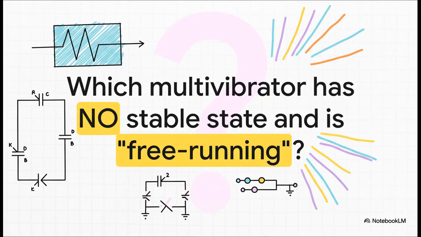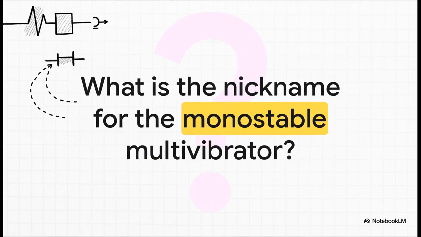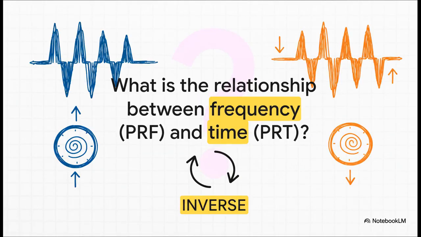All right, let's test that knowledge. First question, what type of multivibrator does not have a stable state? Which one is the free-running oscillator we talked about? It's the astable multivibrator. Okay, next up. What's the nickname for the monostable multivibrator? You know, the one that gives you a single pulse every time you trigger it. Remember, it gives you one shot. It's the one-shot multivibrator.